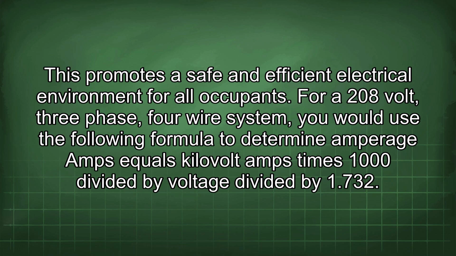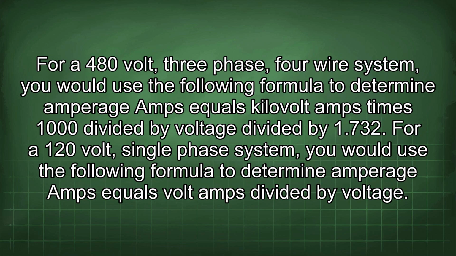For a 208-volt 3-phase 4-wire system, you would use the following formula to determine amperage: amps equals kilovolt-amps times 1000, divided by voltage, divided by 1.732. For a 480-volt 3-phase 4-wire system, you would use the following formula to determine amperage: amps equals kilovolt-amps times 1000, divided by voltage, divided by 1.732.